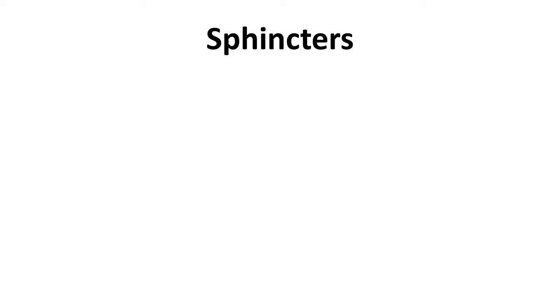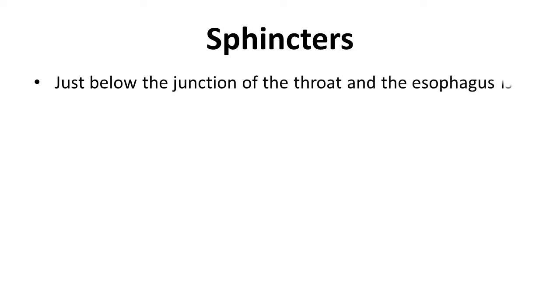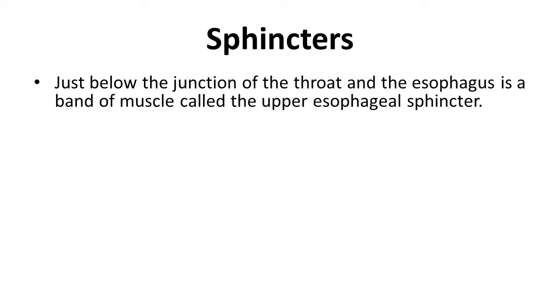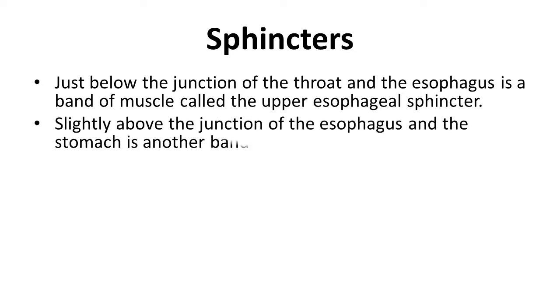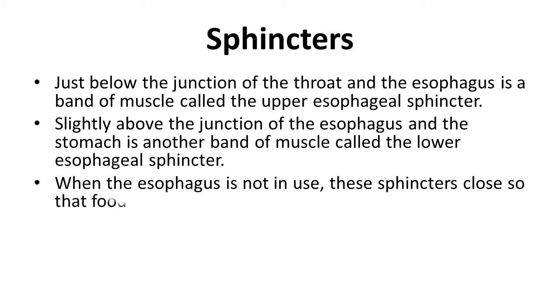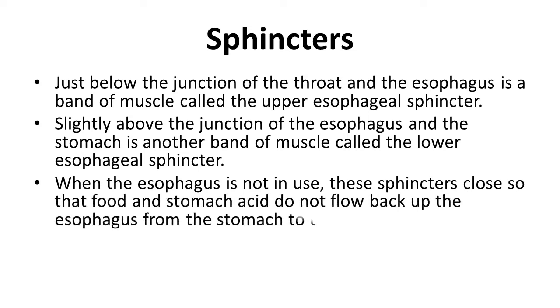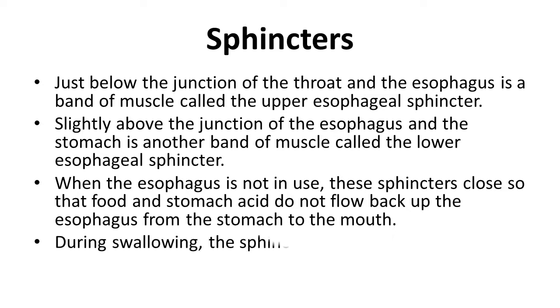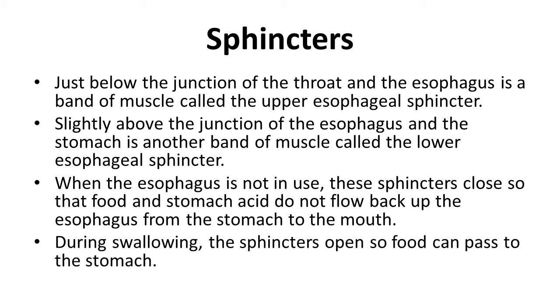Now we have to talk about the sphincters. Just below the junction of the throat and the esophagus is a band of muscle called the upper esophageal sphincter. Slightly above the junction of the esophagus and the stomach is another band of muscle called the lower esophageal sphincter. When the esophagus is not in use, these sphincters close so that food and stomach acid do not flow back up the esophagus from the stomach to the mouth. During swallowing, the sphincters open so food can pass to the stomach.